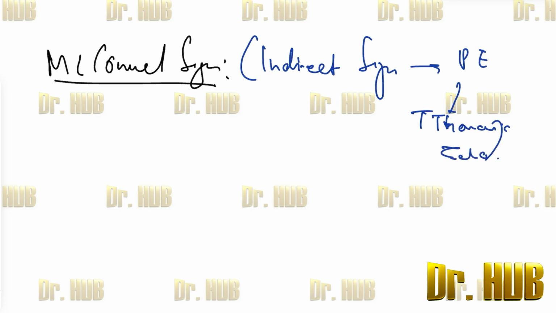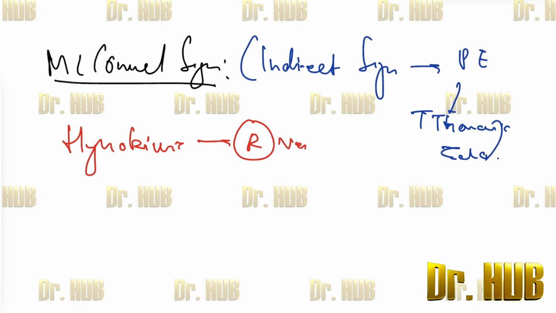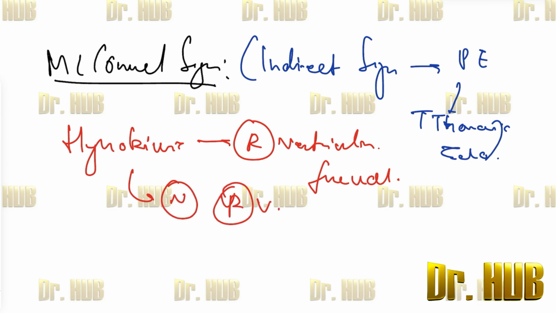There is hypokinesis of the right ventricular free wall with the normal motion of the right ventricular apex. So hypokinesis is seen in the right ventricular free wall, and there is a normal motion of the right ventricular apex.